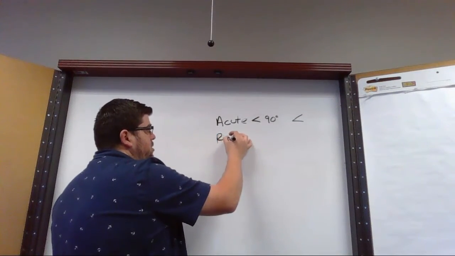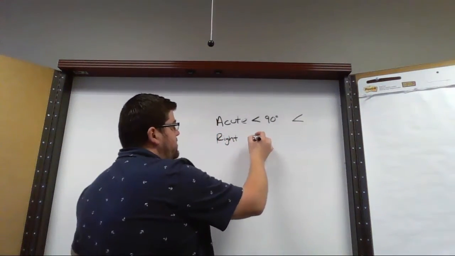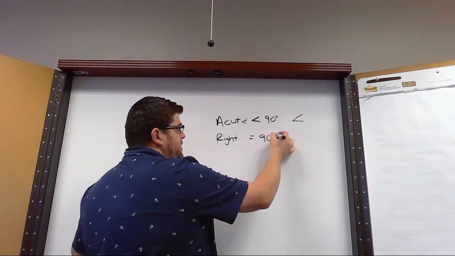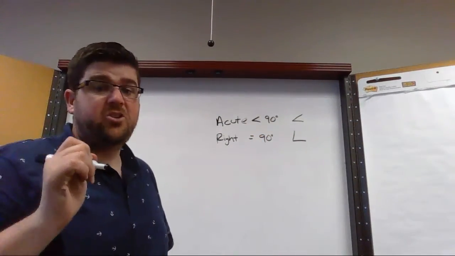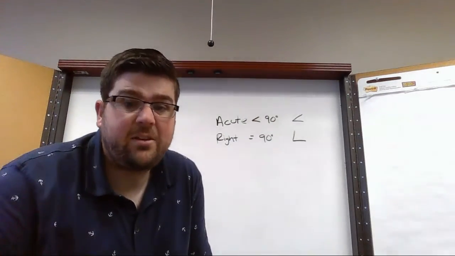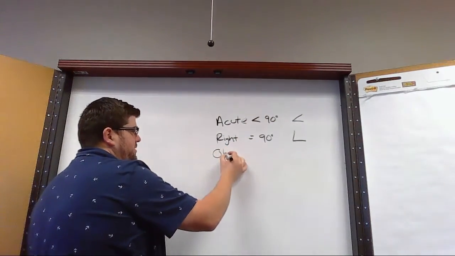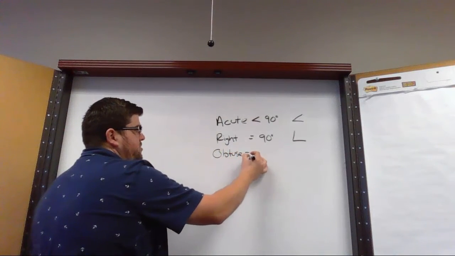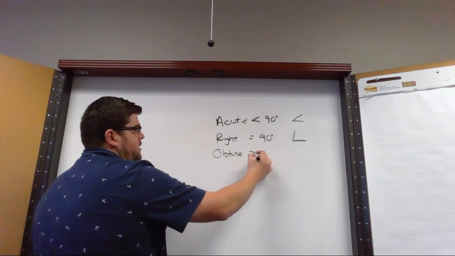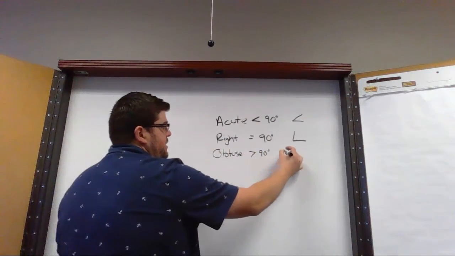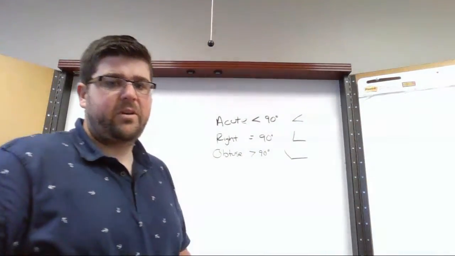The next one is a right angle. A right angle is one that is equal to 90 degrees, and it has a perfect L shape. It's the corner of a room, right? It's 90 degrees, so you can stay warm there. Then you have obtuse angles. Obtuse angles are greater than 90 degrees. So that would be this guy here. It has a larger opening than that perfect L shape.